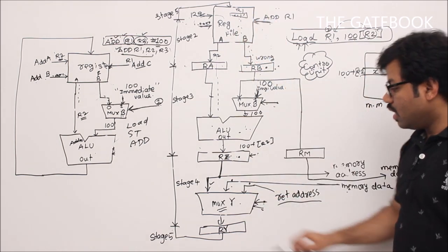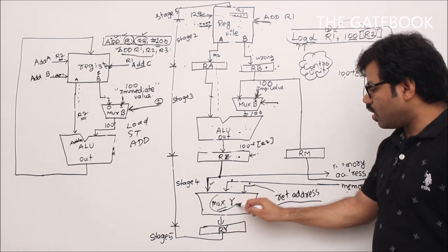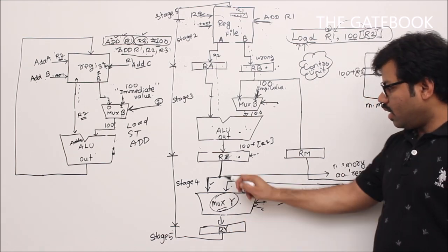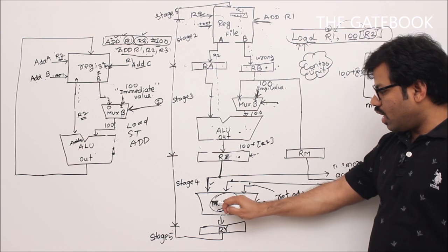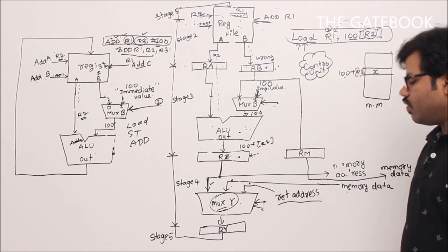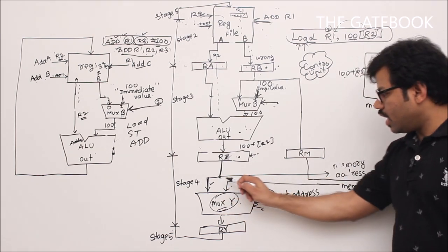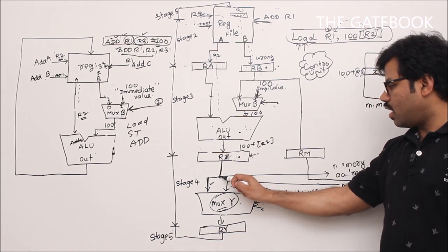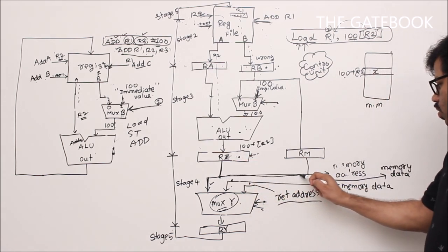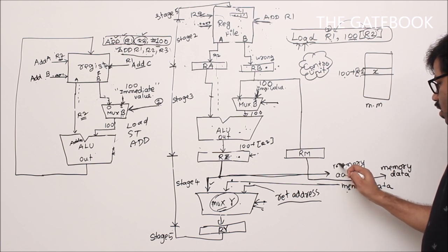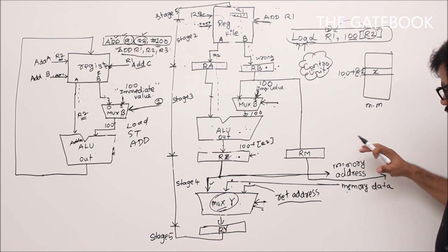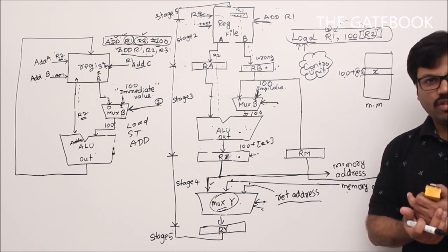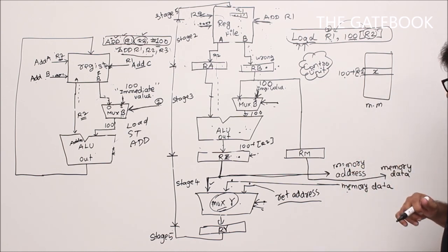No. That means this multiplexer should work properly, so that this data, 100 plus R2, should not go inside the multiplexer. Then which one should go, sir? I will tell you. See the cable, that 100 plus R2 is also connected to the memory address. Okay, that means I am missing some part of the circuit, that's why you might not understand clearly.